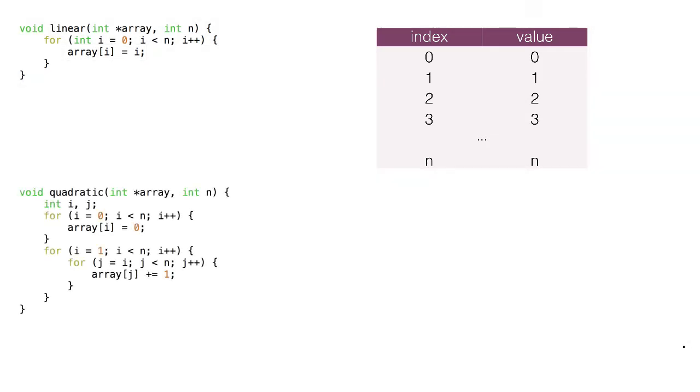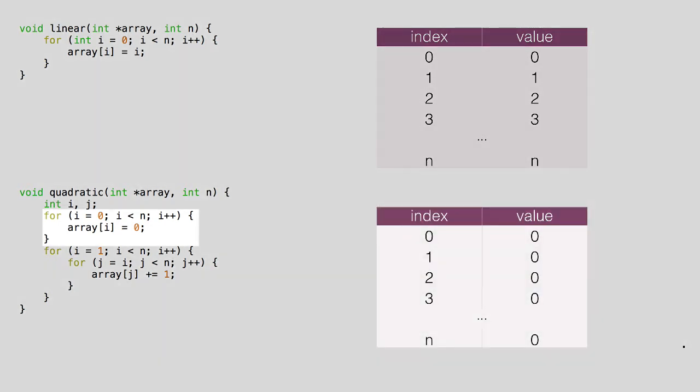Now, compare our previous function to this new function. This function takes the same parameters, but what does it do? In the first loop, every element in the array is assigned 0. The next loop starts with i equals 1. In the first iteration of that loop, every element starting at position 1 has 1 added to its current value. When i equals 2, then the inner loop skips indices 0 and 1. Again, 1 is added to the current value of every item.